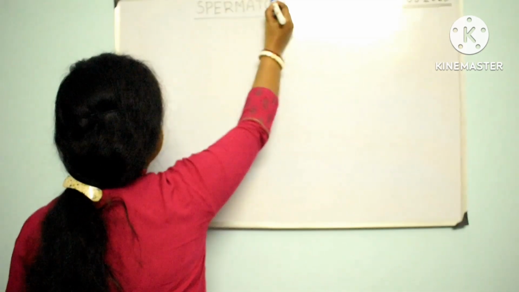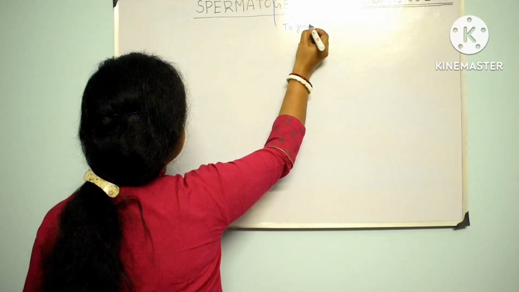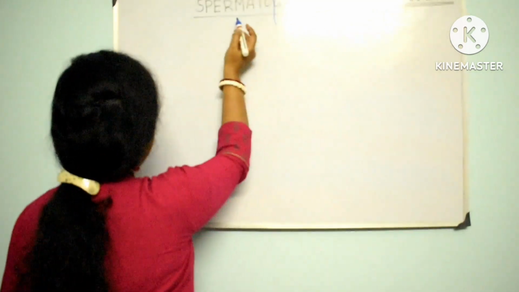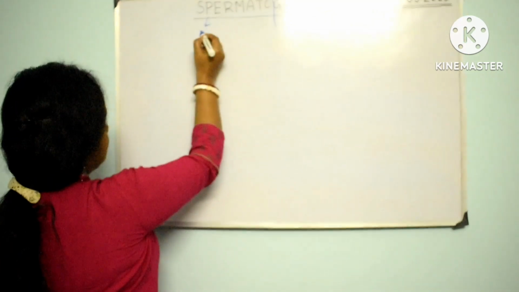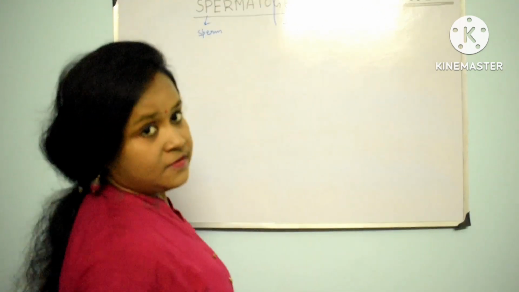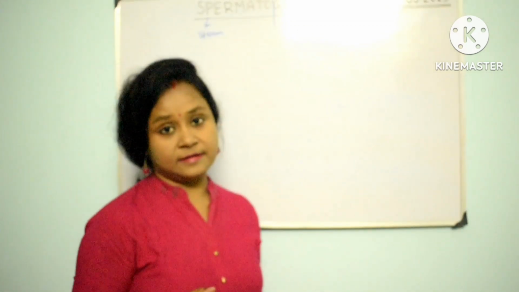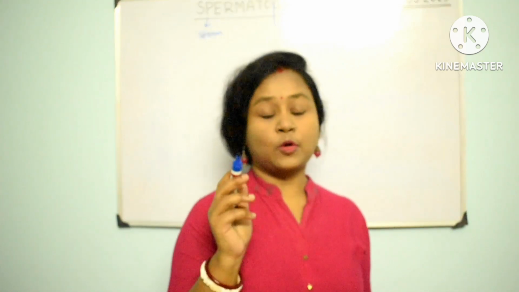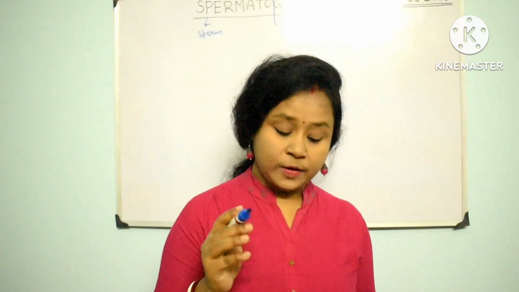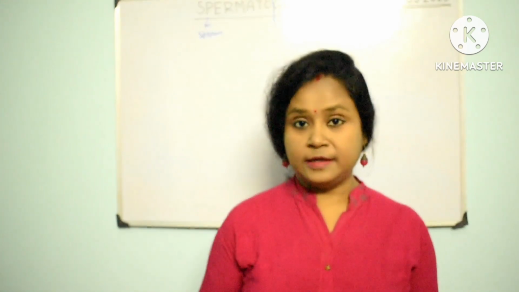As the name suggests, genesis means to generate something, and the prefix spermato means sperm. So the process of spermatogenesis that I am going to discuss today is about how sperm is generated. Sperm is the male gamete, which is produced in the human male body. Where is the location of sperm production in the human body?